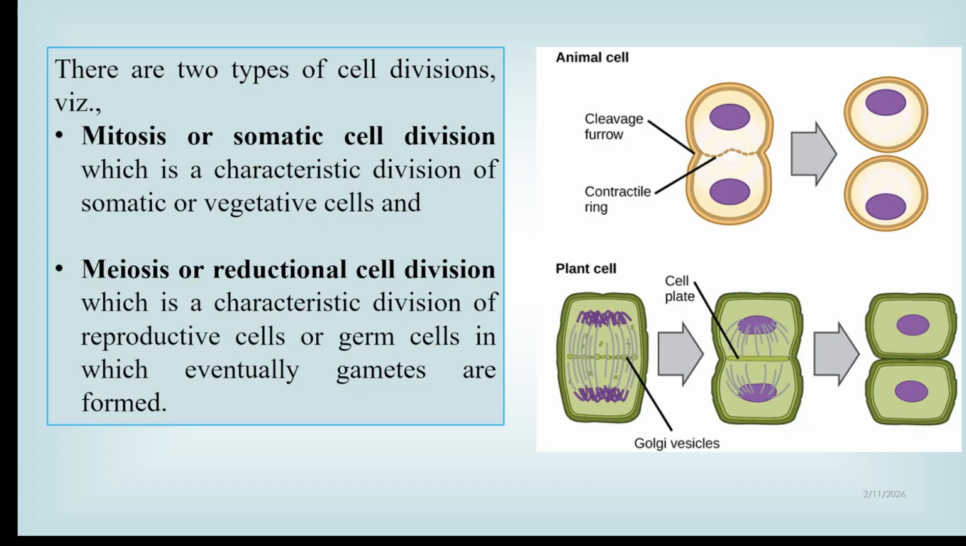In the case of gametic cells, the reproductive cells, there is meiosis, a characteristic division of the reproductive or germ cell, in which gametes are eventually formed. From one sperm mother cell, four sperms are formed. This is called meiosis, and after finishing the meiosis process, from one parent cell four daughter cells are produced. So the M phase is finished.